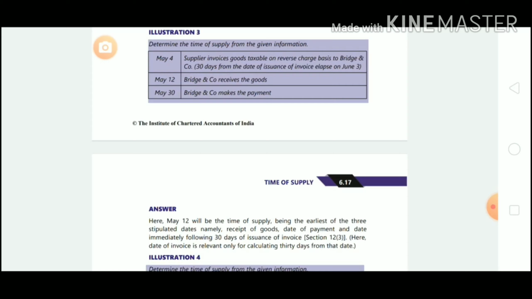So in this case, date of receipt of goods is May 12. Now they have directly given us date of payment. We don't need to find the earlier of recording and debiting. So date of receipt of goods is May 12, date of payment is May 30, and 31st day from invoice is June 4. So earlier one is May 12, of course. So let's read the answer.